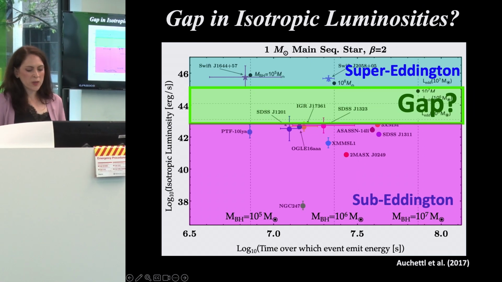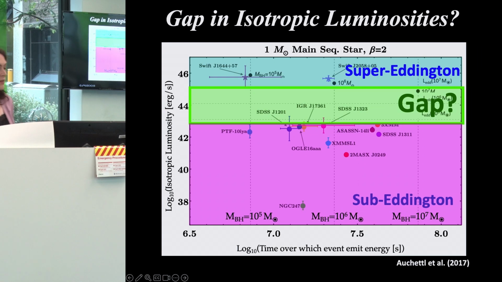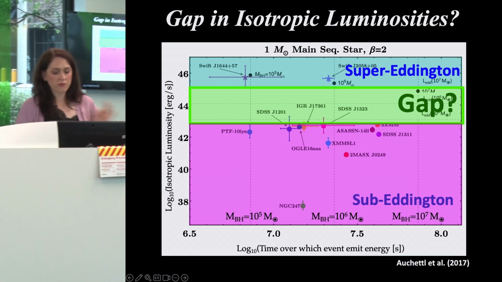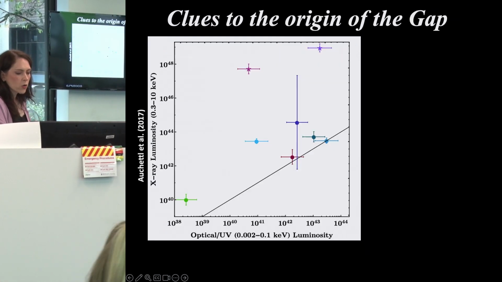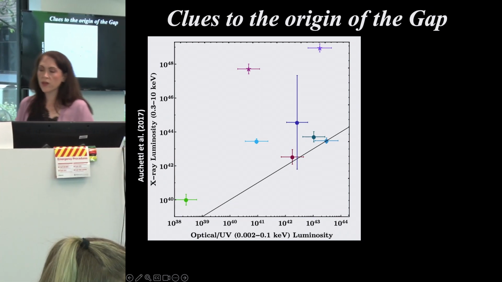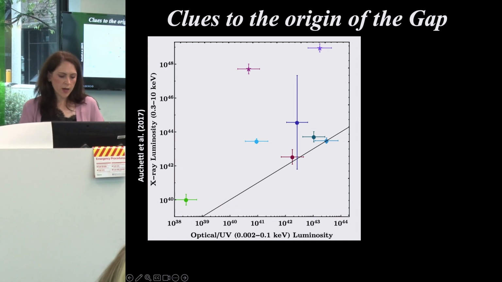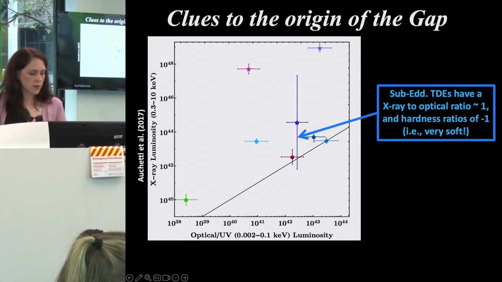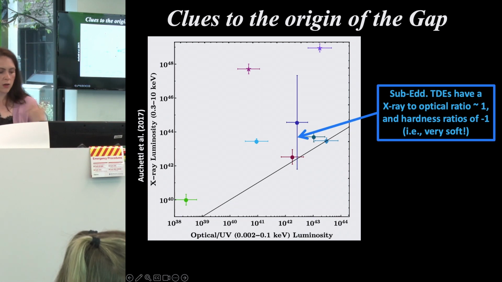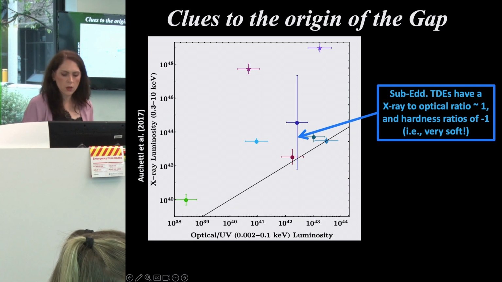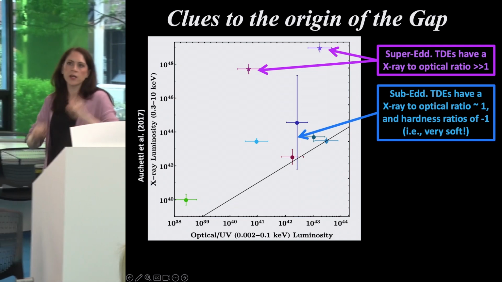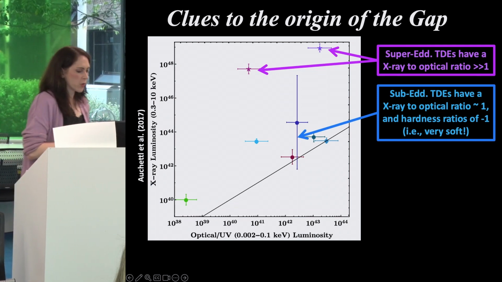And so naturally one wonders whether this is an observational bias of some form, because remember I said it's actually pretty hard to detect these events, or if this is actually telling us something about the physics or properties or environments of these events. One clue to the origin of this gap comes from plotting the X-ray to optical luminosity ratio of events, which I've shown here. What we find is that the sub-Eddington events fall below the gap, and they have a ratio of about 1, which means they show nearly equal amounts of X-ray to optical UV emission, while our super Eddington events, which show only X-rays, have very high ratios on this plot.